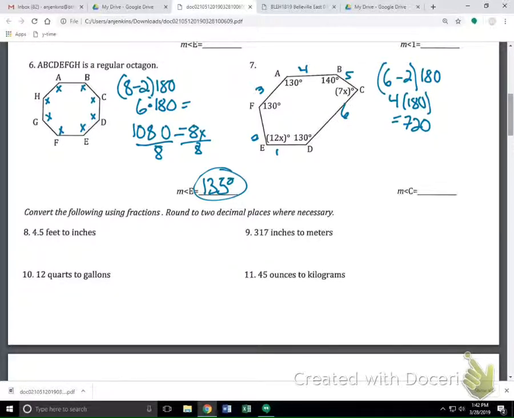Now we're going to add up everything on the inside and set it equal to 720. So I have 12x plus 130 plus 130 plus 130 plus 140 plus 7x.